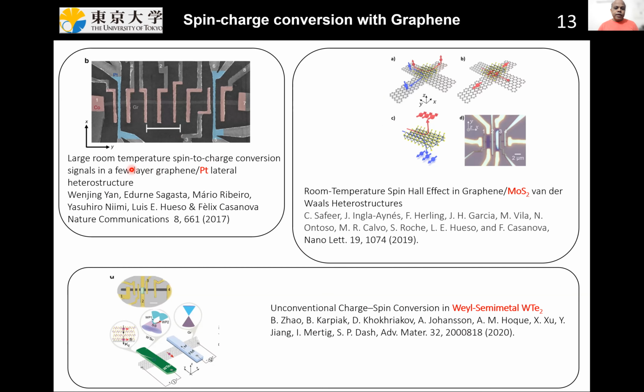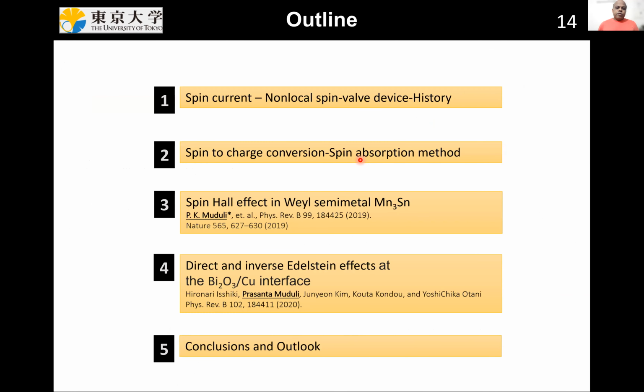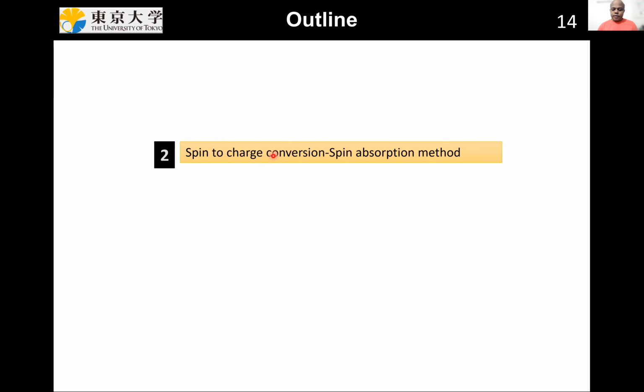I will not go into details of this result because this was actually introduced yesterday by Amit. So I will go to the next topic now. I will introduce some other methods where you can convert charge current to spin current. And then I will come to a new experimental technique, the spin absorption method.